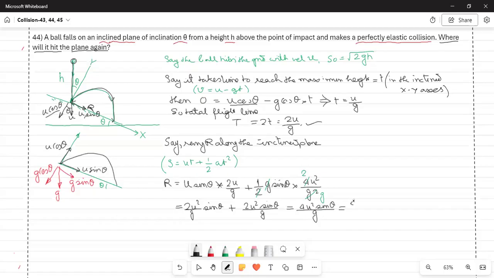Now this is equal to 4 sin theta by g times u square. What is u square? Since u is equal to under root 2gh, u square is 2gh. Then we have equal to 8. g and g get cancelled. Sorry, I have made a mistake. Not 2 gets cancelled.